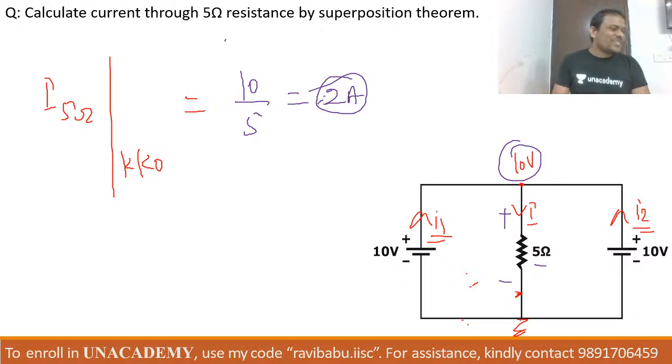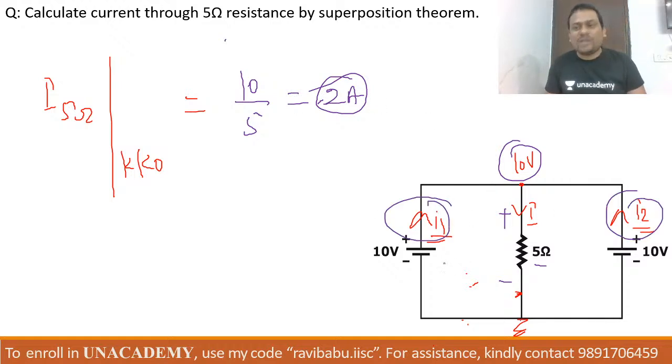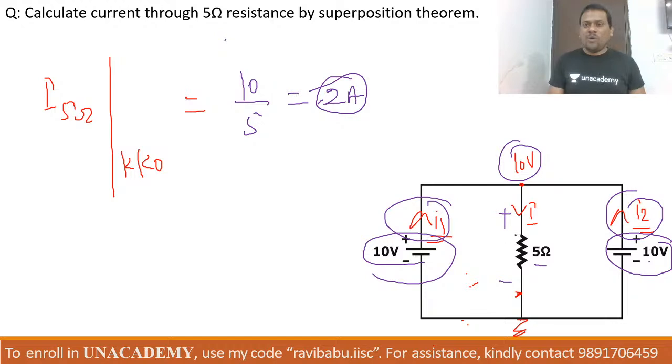Now, beta, I want to ask you another thing, and that is nothing but, tell me I1 and I2, if both sources are ideal, this 10 volt, that 10 volt, both are ideal. Please speak up. What will be the value of current I, beta? Sorry, I1 and I2. I1 and I2.